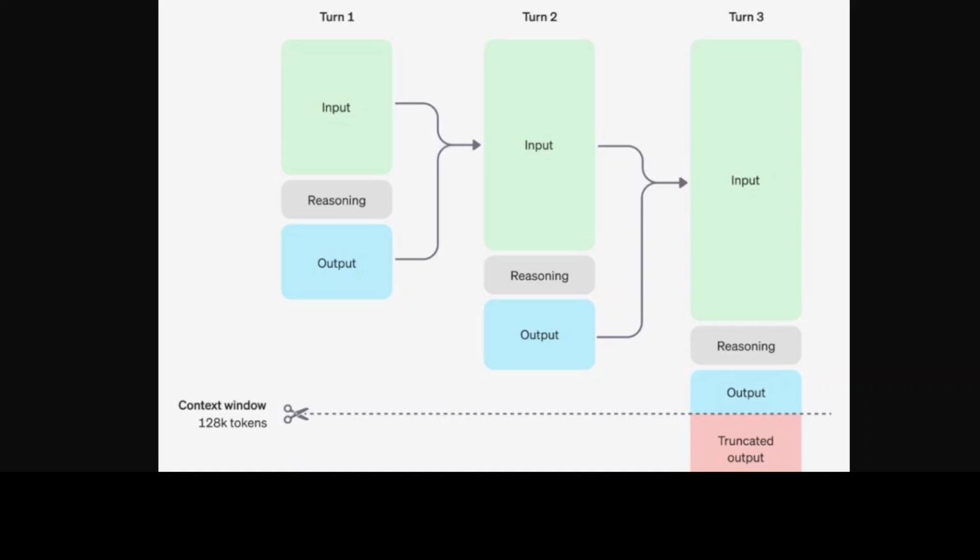So on your screen, you can see an example of a multi-step conversation between a user and assistant. Input and output tokens from each step are carried over while reasoning tokens are discarded.